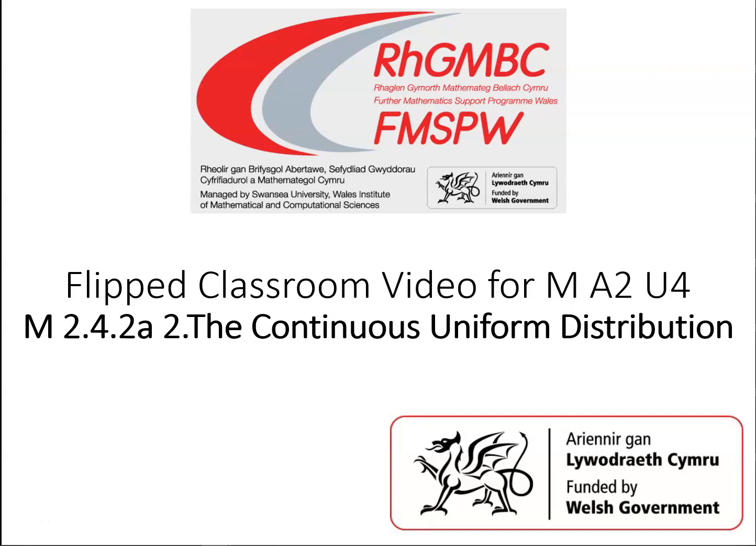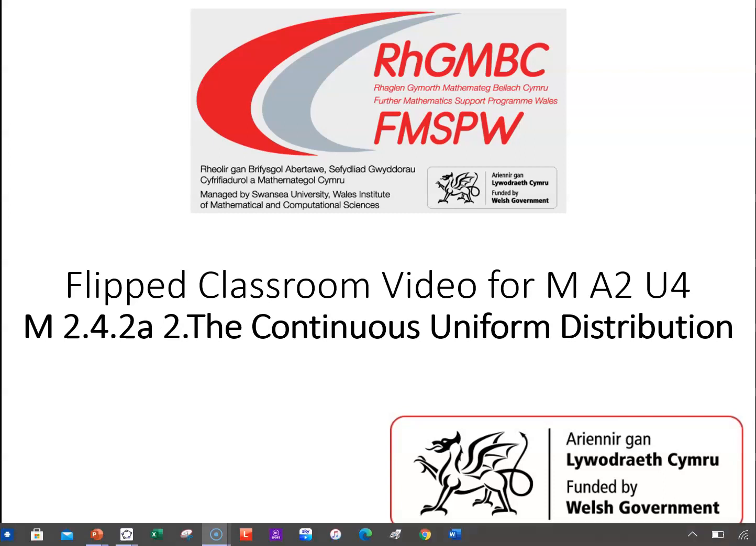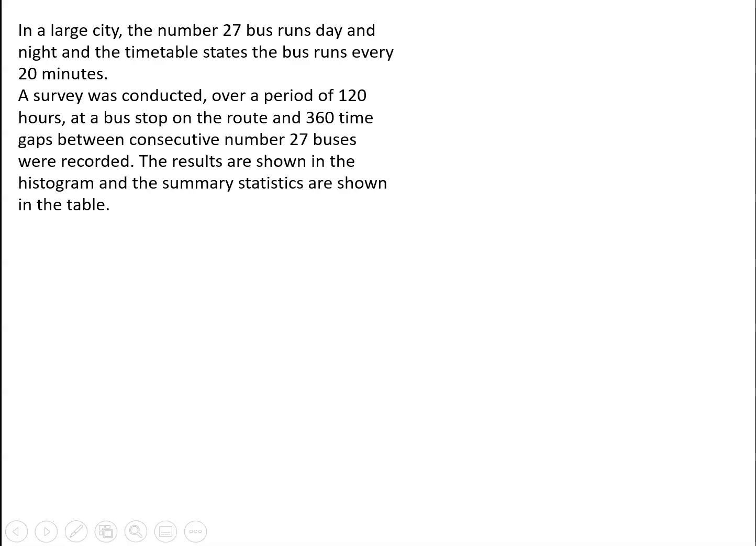In this video we're going to look at the distribution known as the continuous uniform distribution. Suppose then in a large city the number 27 bus runs day and night, and the timetable states that the bus runs every 20 minutes.